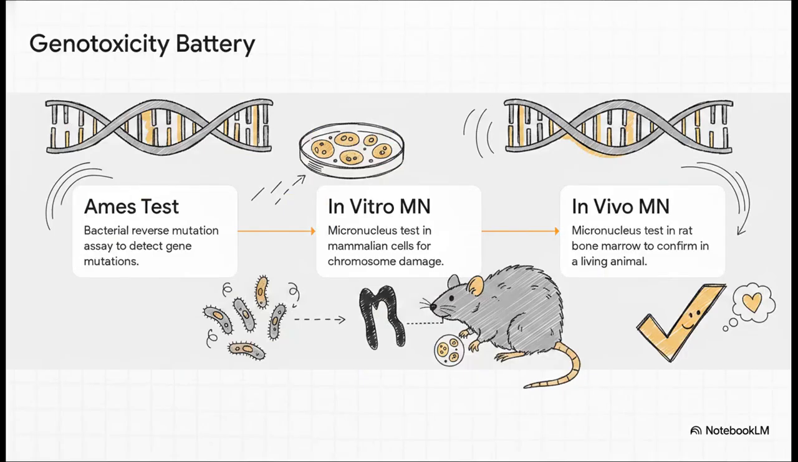Now, there's a special area of tox called genotoxicity, basically asking, does this stuff damage your DNA? There's a standard 3-part testing battery for this. You start with the Ames test in bacteria. Then you move up to mammalian cells in a dish to look for bigger chromosome damage. And finally, you confirm it all in a living animal, usually a rat. Getting a clean bill of health across all 3 tests, well, that's a huge sigh of relief for any drug program.